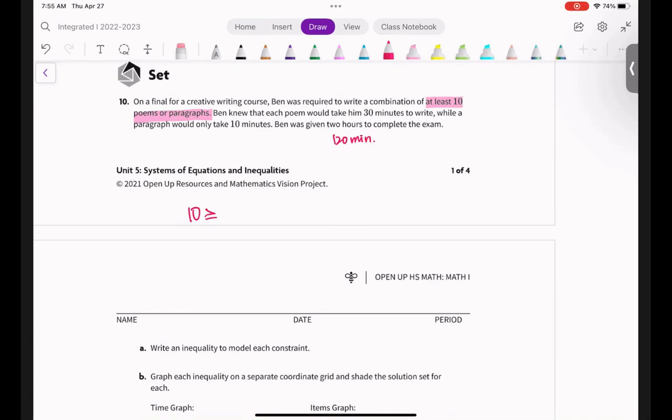So then I'm just going to read it again. I'm going to say that if you don't read your word problems at least 2 times, that's where you get stuck. So when you get stuck, just read it again.